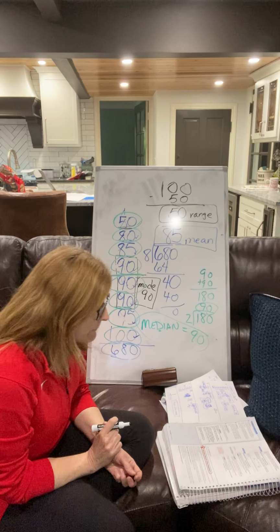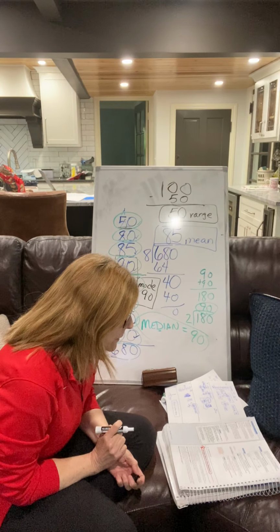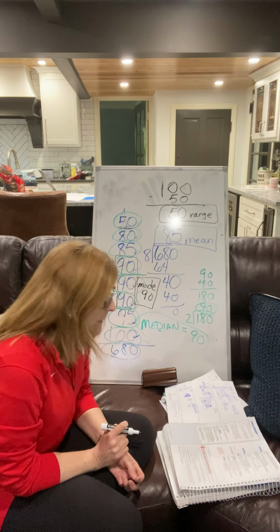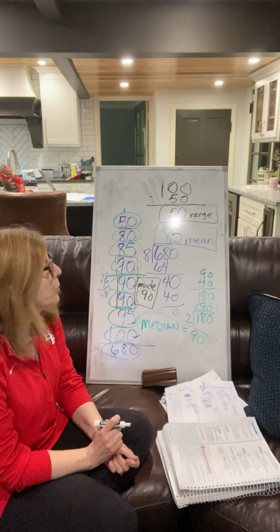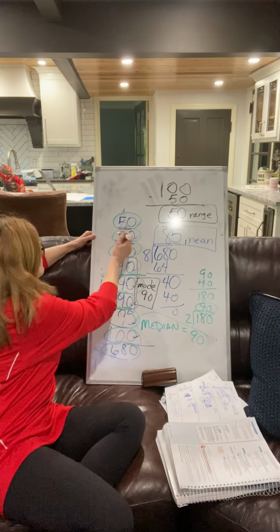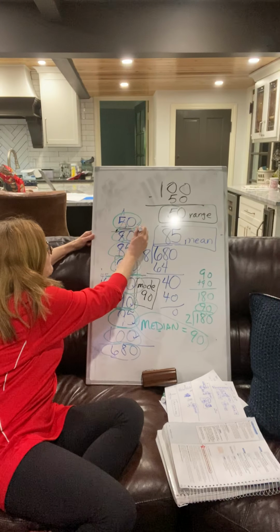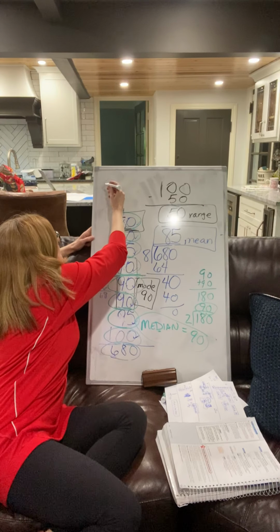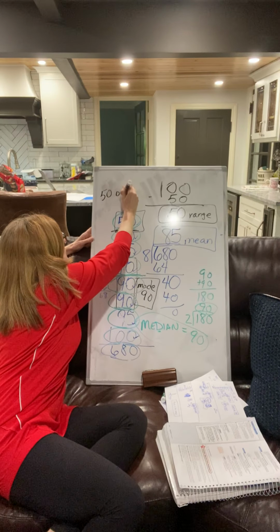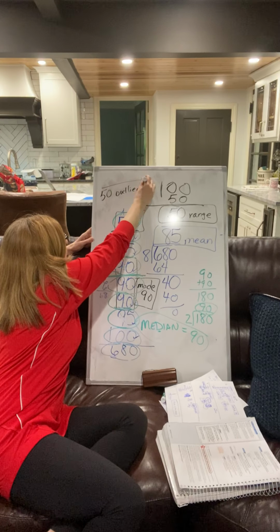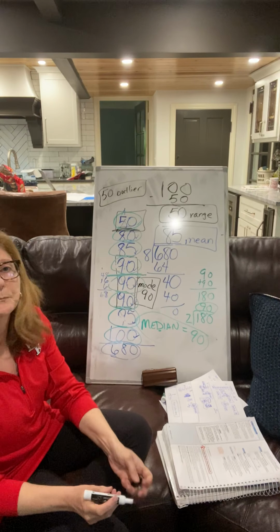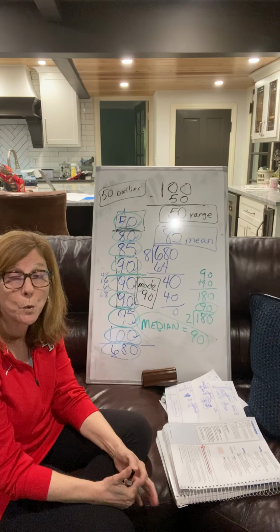All right, and then the last thing that they wanted to know is, is there an outlier in this set of points? Yes, 50 is 30 points away from everything else. So 50 is our outlier. Okay? All right, so that's all 4.